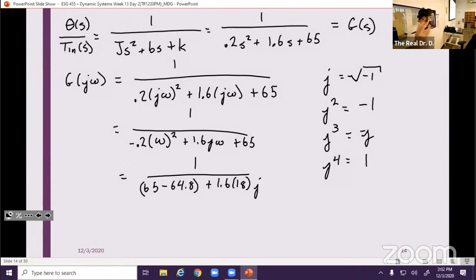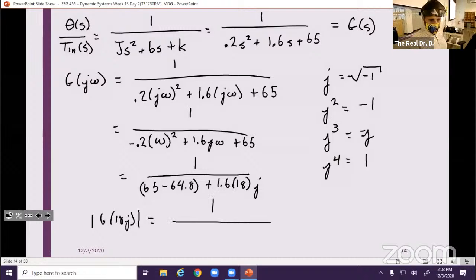And if I crunch these numbers, well, I'm not crunching any numbers here. If I want the magnitude of G of 18j, this is just the square root of 0.2 squared plus 1.6 times 18 squared, which gives me 0.035.